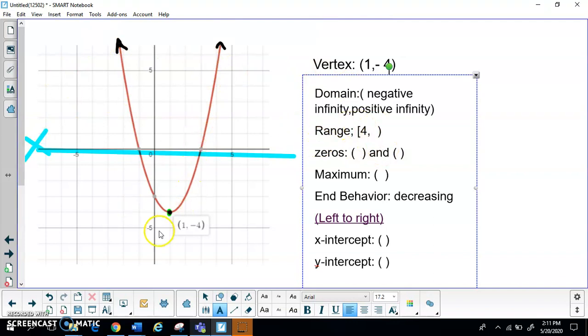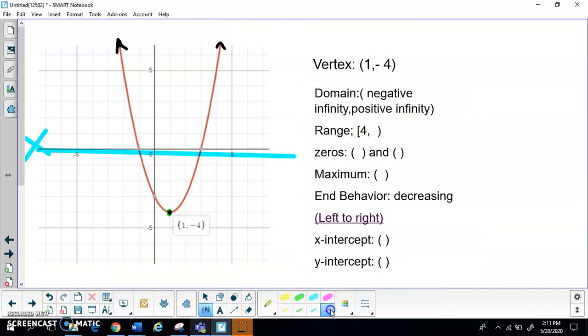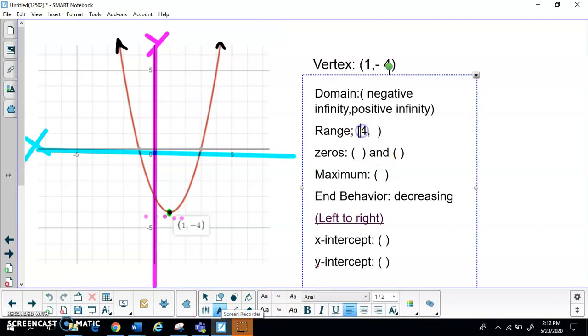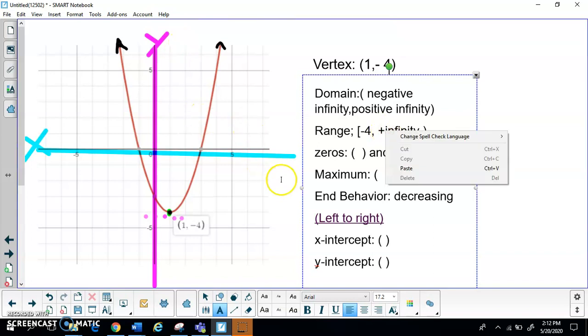However, for the range, there's a limit. If you look at the lowest point along the y-axis, let's highlight that in purple. This is your y-axis right here in purple. That's y. And the lowest value of your y is -4. Therefore, the range must start from -4 all the way up to +infinity, because it's going up.